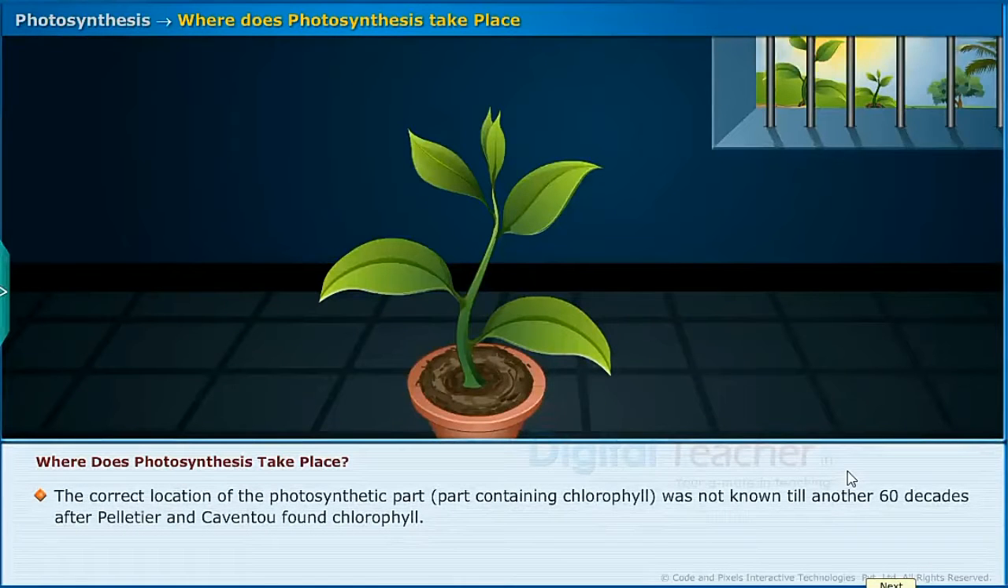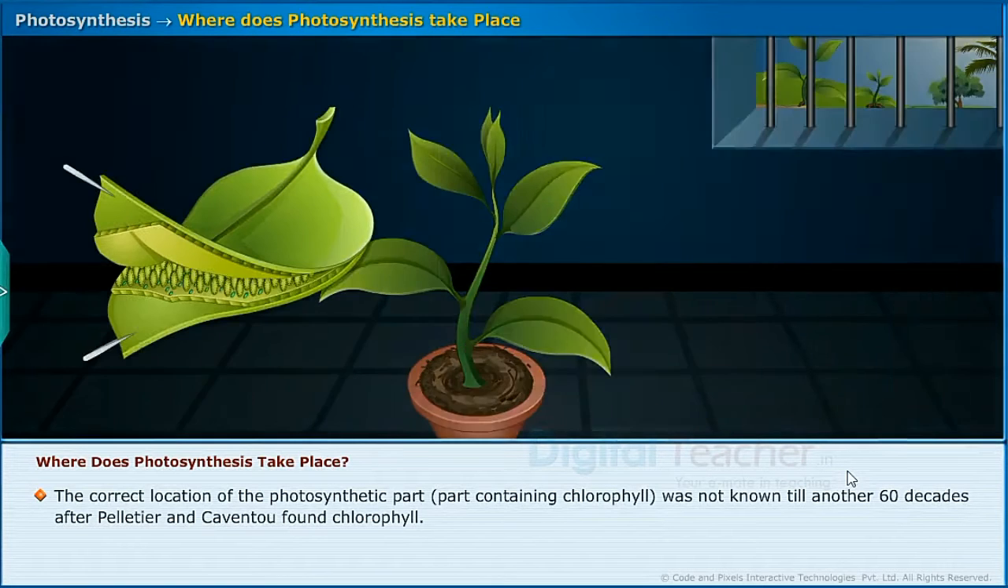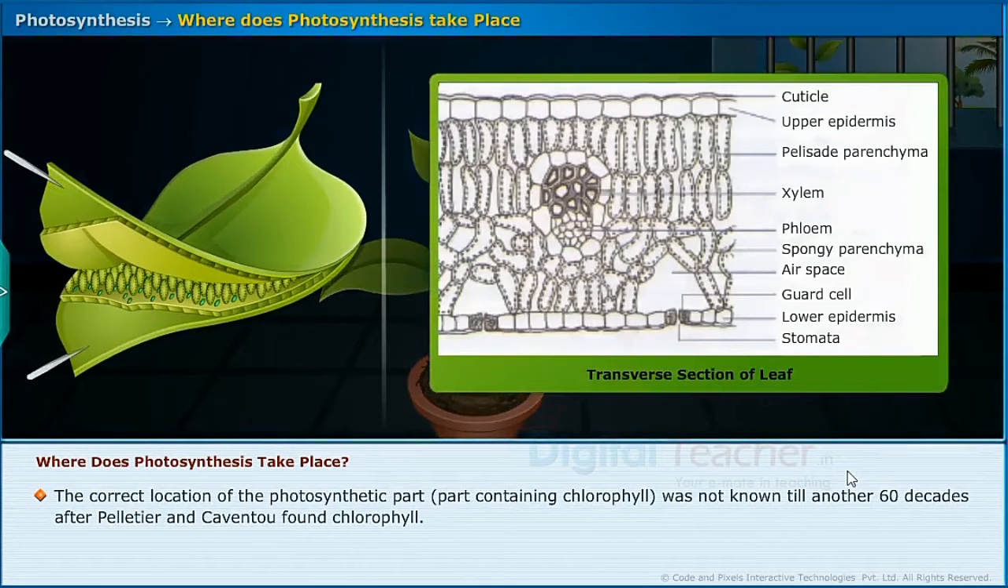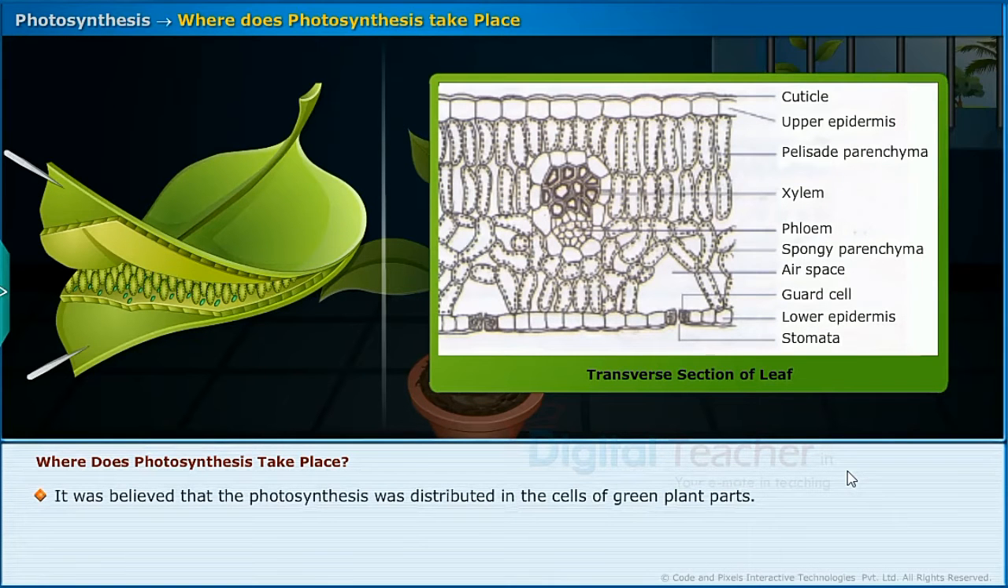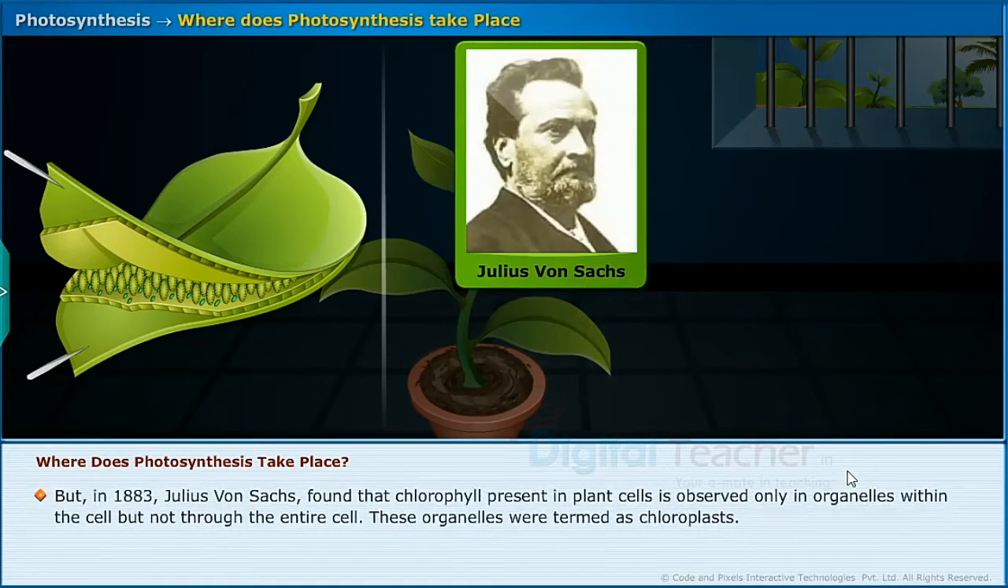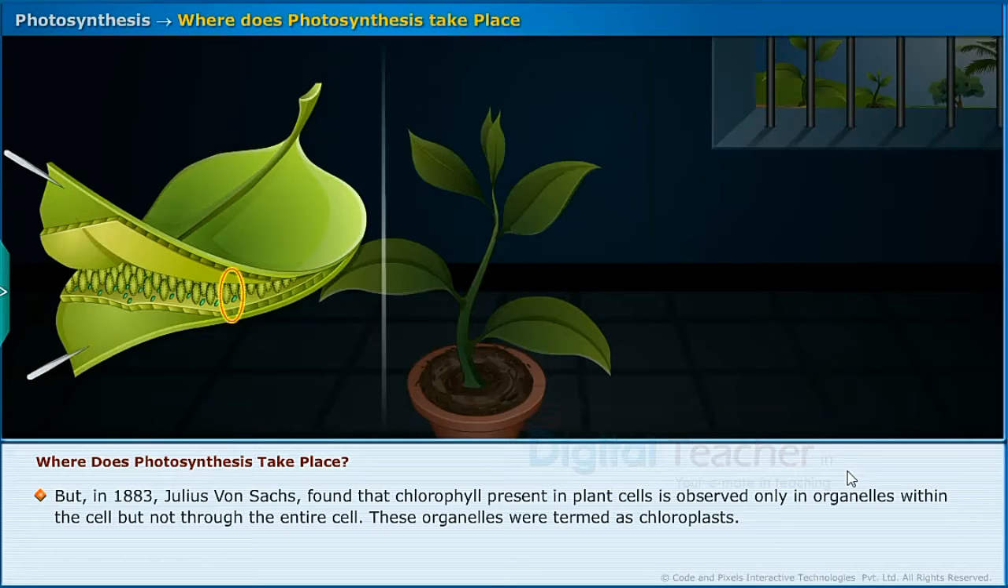The correct location of the photosynthetic part containing chlorophyll was not known until another 60 decades after Pelletier and Caventou found chlorophyll. It was believed that photosynthesis was distributed in the cells of green plant parts. But in 1883, Julius von Sachs found that chlorophyll present in plant cells is observed only in organelles within the cell but not throughout the entire cell.